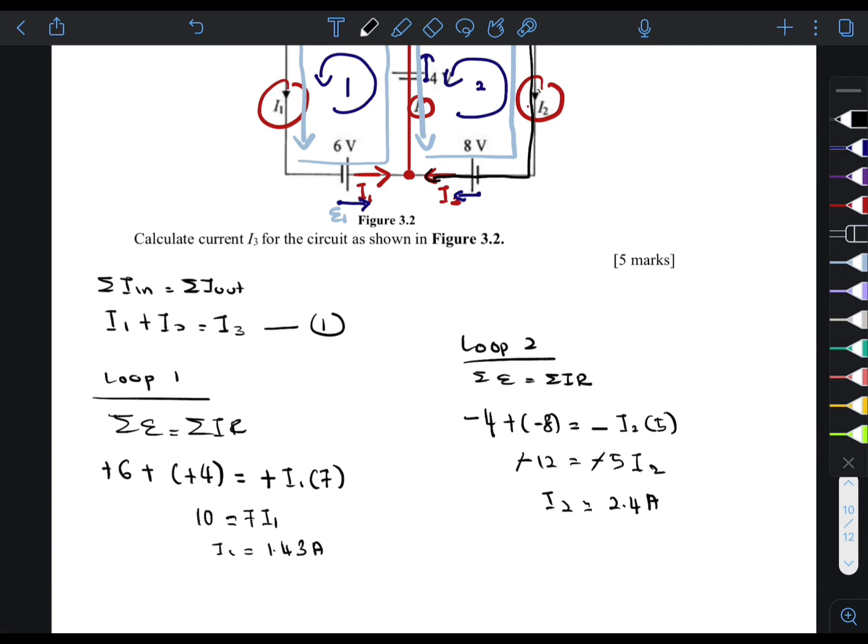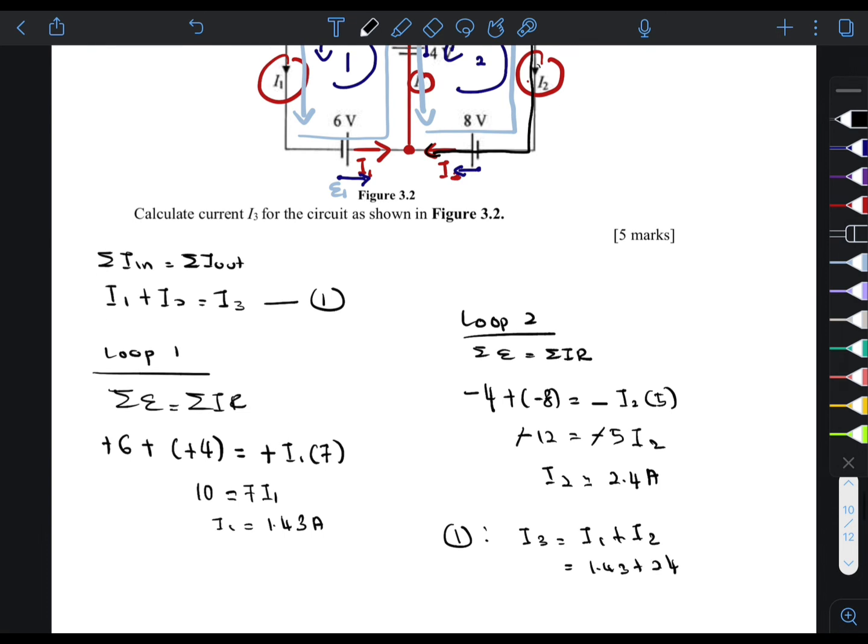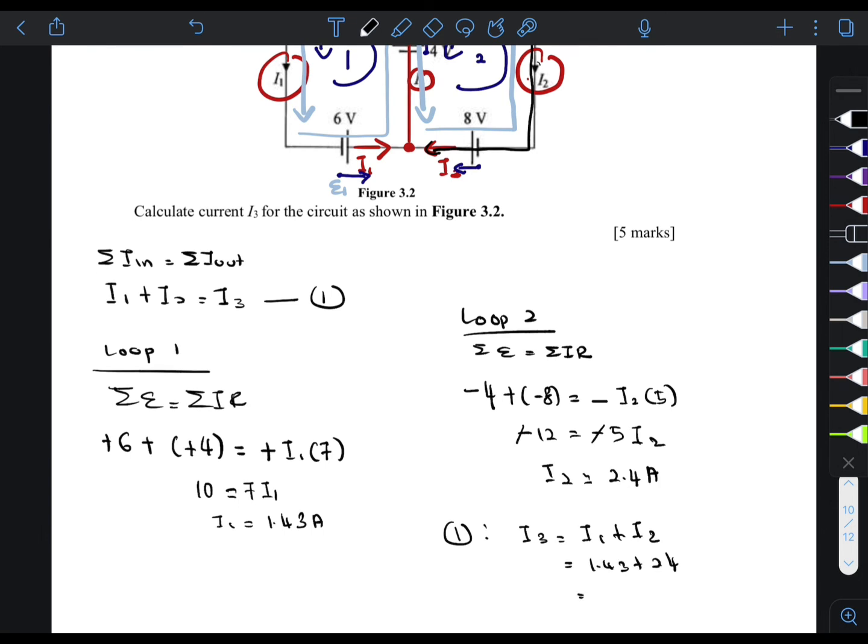Alright, so dah dapat nilai I1 dan I2, boleh terus masukkan dalam equation 1 kita untuk dapatkan I3, di mana I3 adalah hasil gabungan I1 plus I2, which is 1.43 plus 2.4. And then you press your calculator, you will get 3.83 ampere. Maka inilah nilai current kamu.